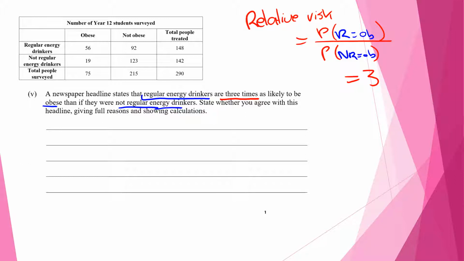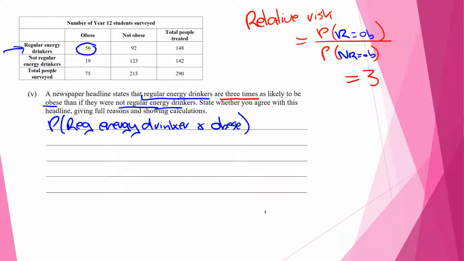So we need to look at these two probabilities. So the probability of being a regular energy drinker and obese, 56 out of 148.